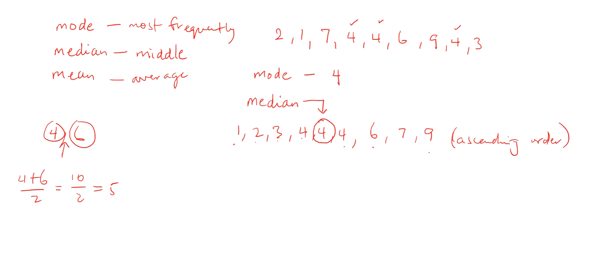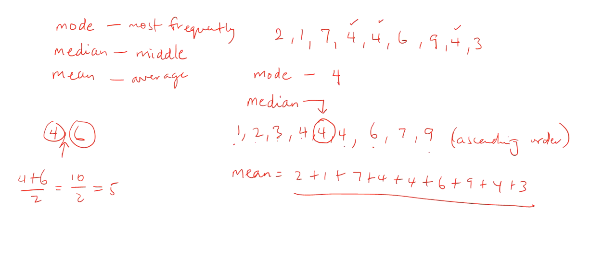And the next one is to find the average. The average, or what we call the mean, will simply be equal to adding up all the numbers: 2 plus 1 plus 7 plus 4 plus 4 plus 6 plus 9 plus 4 plus 3, divided by how many numbers we have. In this case, we have 9 numbers. So I'll leave you all to work this out. You can just use your calculator.